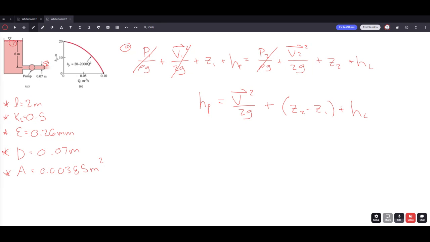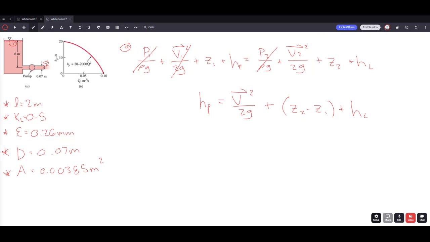All right, where do I go from here? So from this graph, the relationship between volumetric flow rate and actual head rise, we see that head rise equals 20 minus 2,000 Q squared. So that's the same as saying 20 minus 2,000 (AV) squared. So that's how I'm going to get this into V.